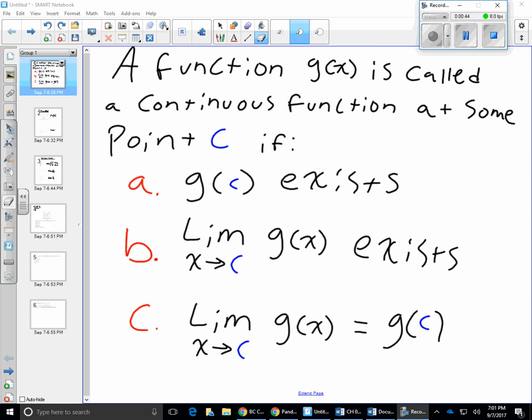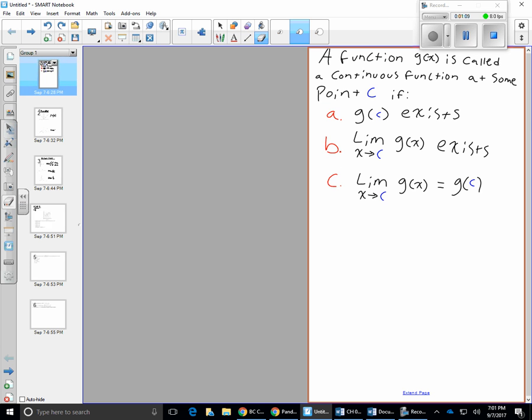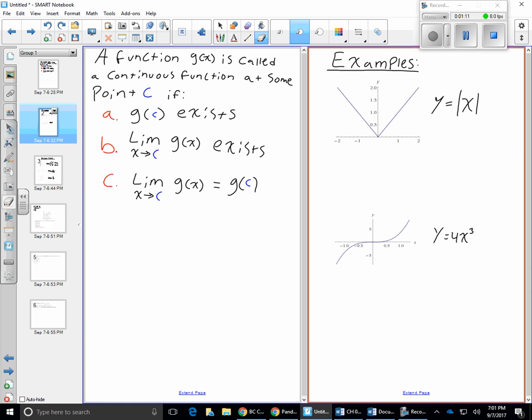Second, that the limit as x approaches c of g of x exists. And thirdly, that the limit as x approaches c of g of x is equal to g of c. So g of c exists and the limit as x approaches c of g of x is equal to g of c. So we're going to quickly do some dual page display here, and we're going to talk about this.